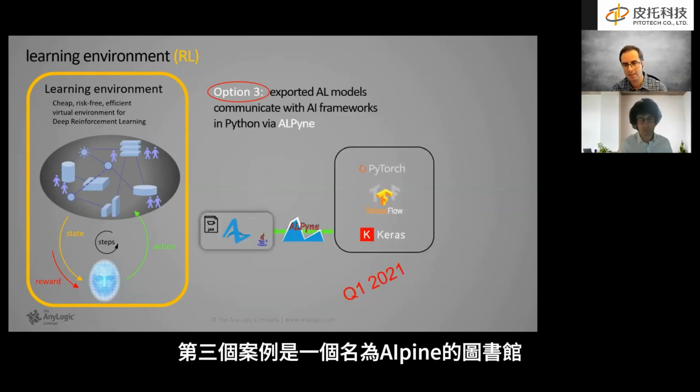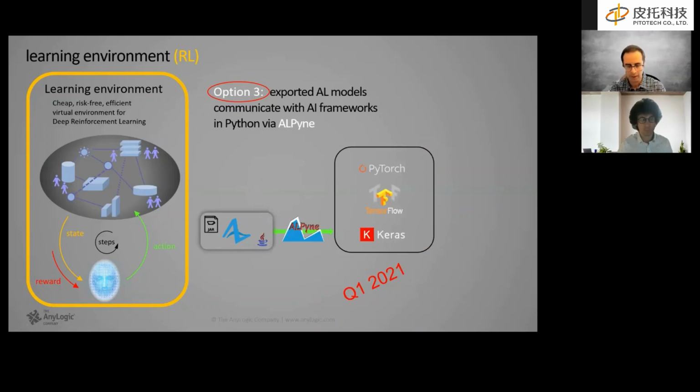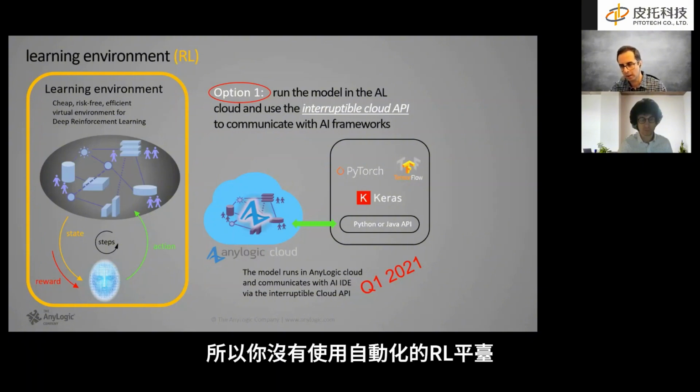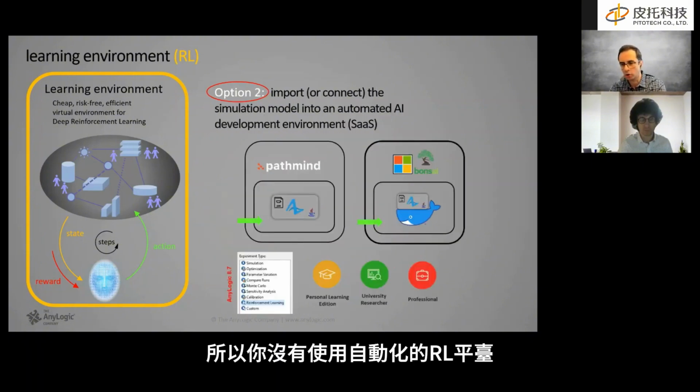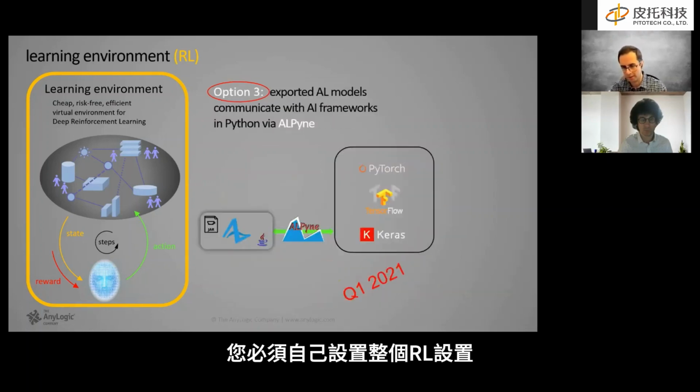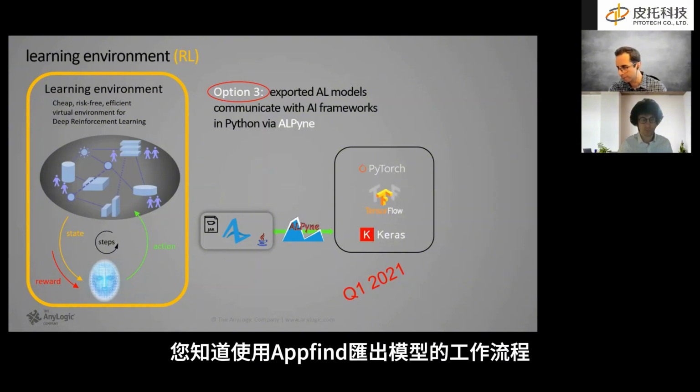And the third case is a library called Alpyne that lets you build something like this. It's similar to the AnyLogic Cloud API in a sense that you are not using an automated RL platform. You have to set up the entire RL setup yourself, but the connector is available to you to connect your Python code or Python setup, let's say based on OpenAI Gym, workflow with the exported model with Alpyne.